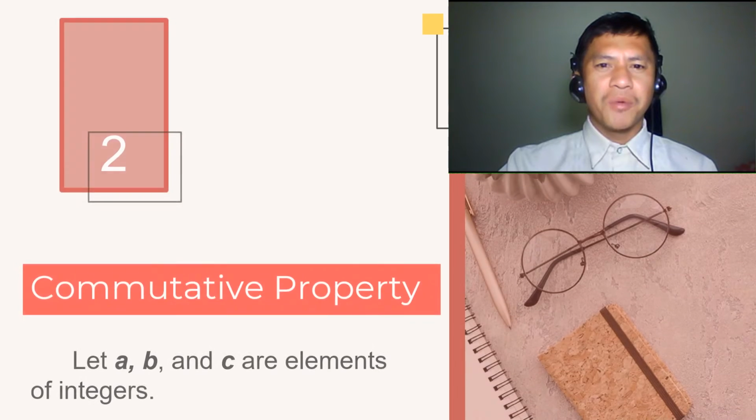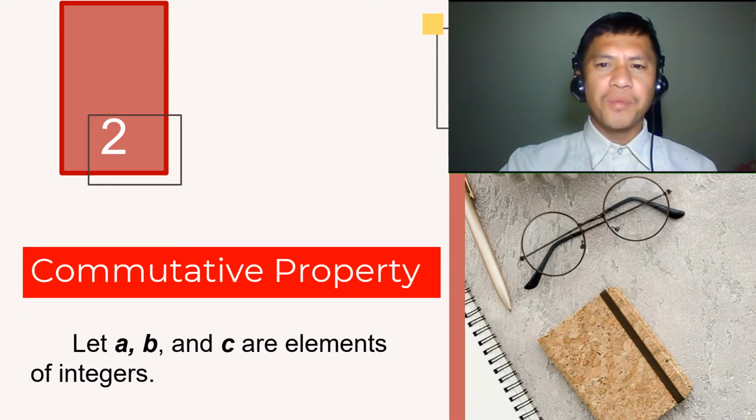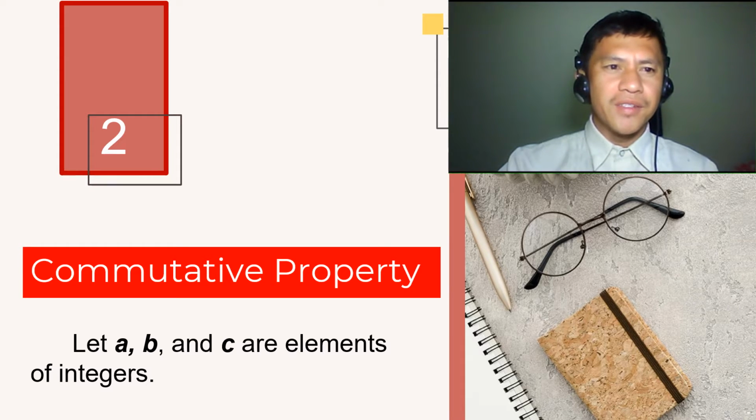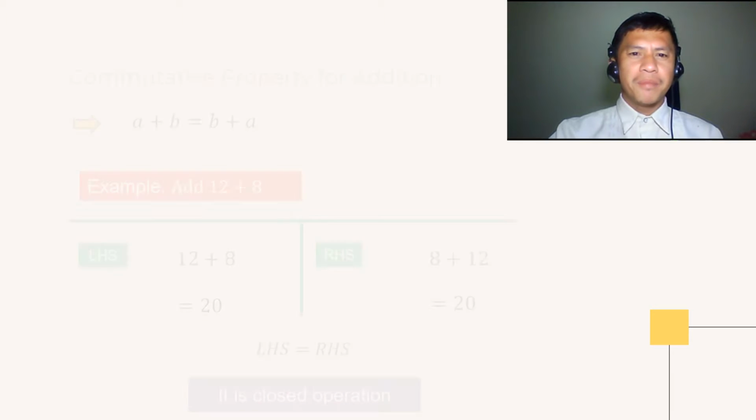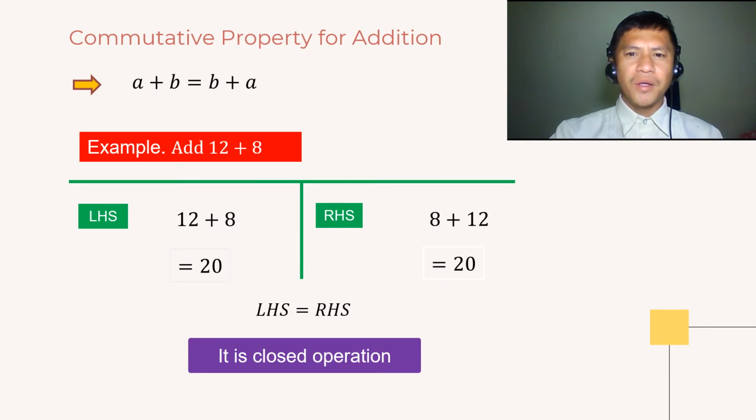The second property is commutative property. Again, let us assume that A, B, and C represent any positive integers. Commutative property for addition, defined as the order in which you add any two integers, does not affect the sum. Example, if we add 12 and 8 using the left-hand solution, 12 plus 8 is 20. While using the right-hand solution, 8 plus 12 is 20. Notice that the answers in left-hand side and right-hand side are equal. Thus, we can say it is closed operation.